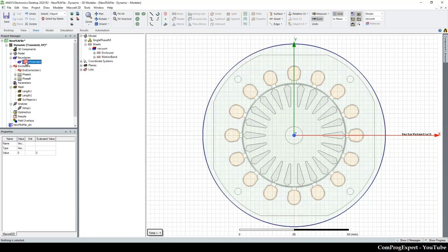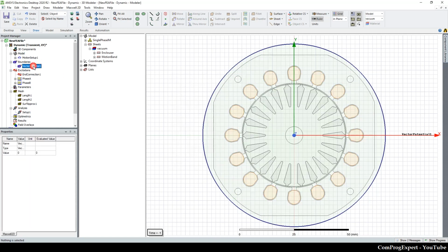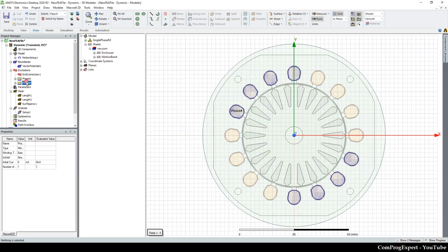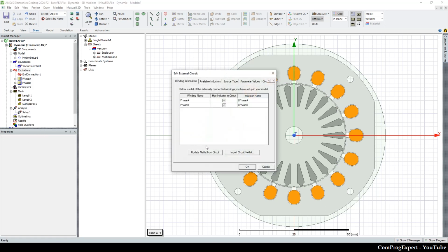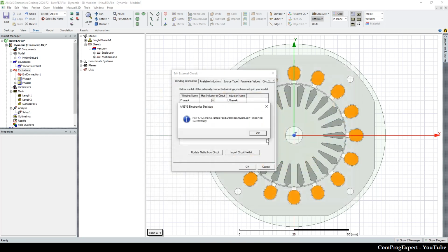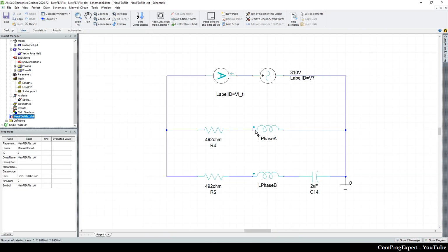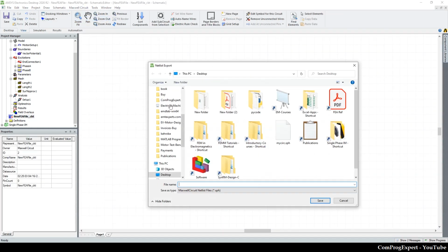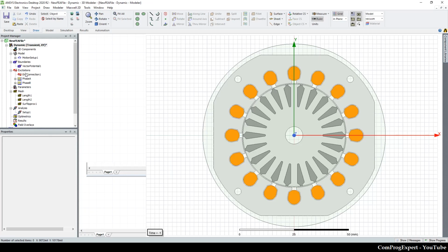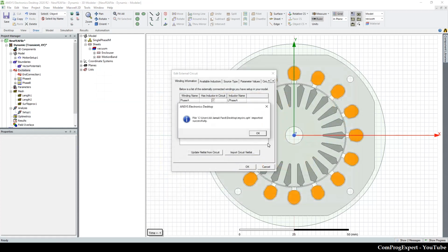And we defined the motion band. We defined the boundary condition, end connection, phase A, phase B. We imported the external circuit, right? We created the external circuit. Actually, let me check again. This is our external circuit. Export it in desktop. Yes. And let's import it again. This is the external circuit.